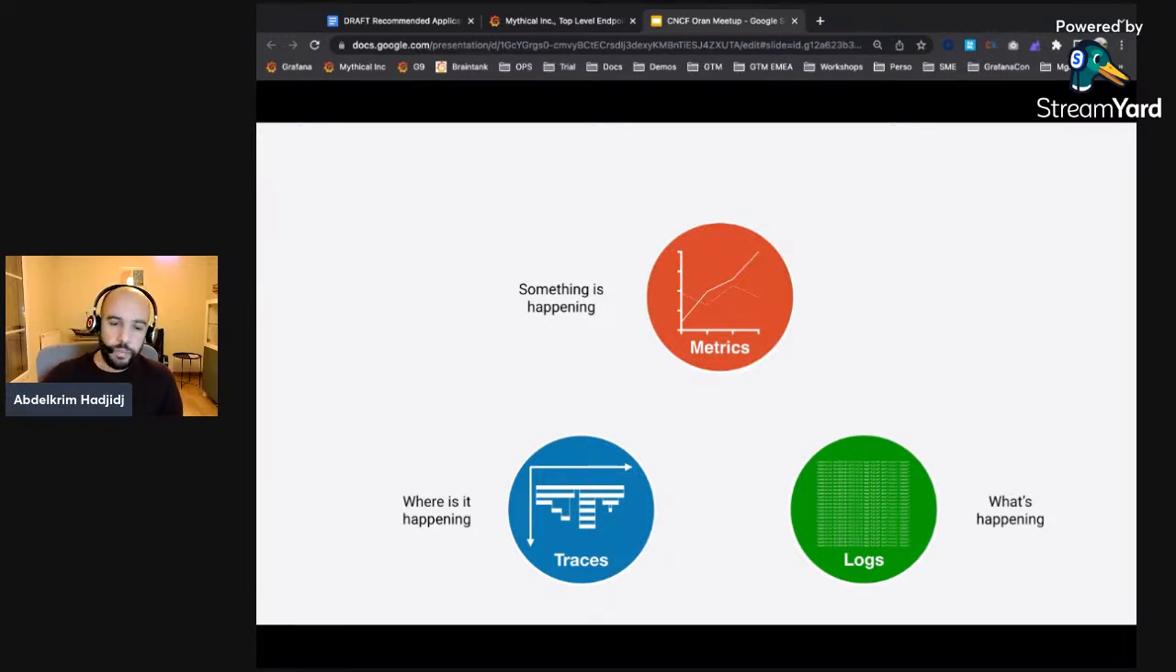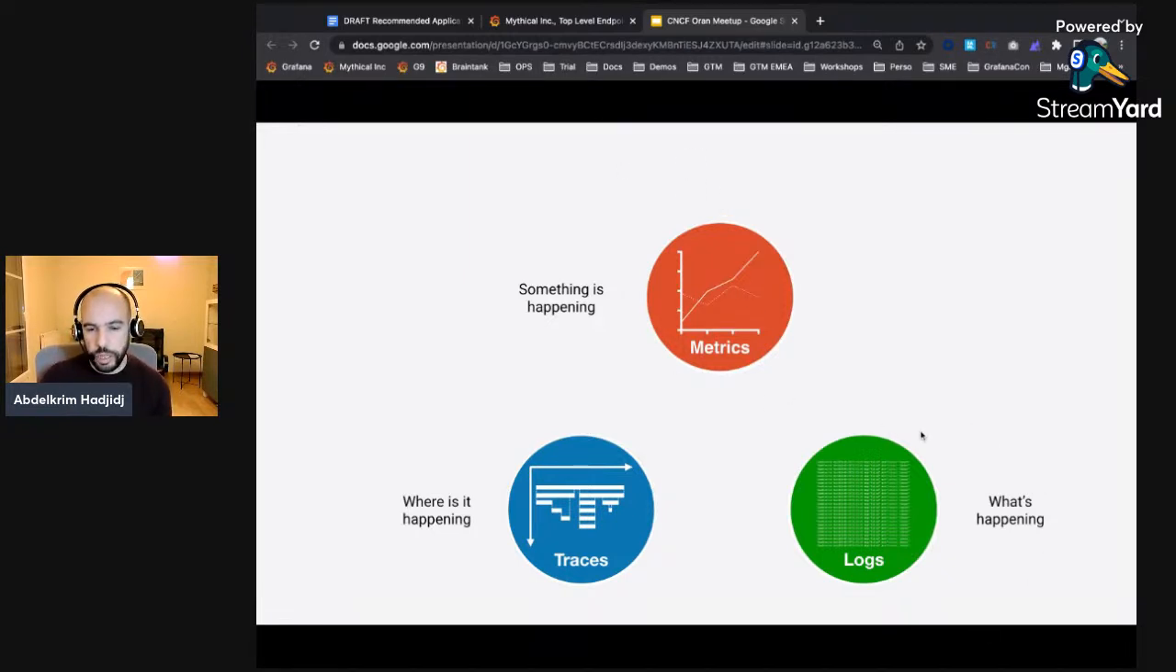So you can say, if 90% of my queries are slower than 100 milliseconds, I want to receive an alert, because that's something that impacts the user experience, and I want to be aware of that, and I want to change things. So that's really the first pillar.